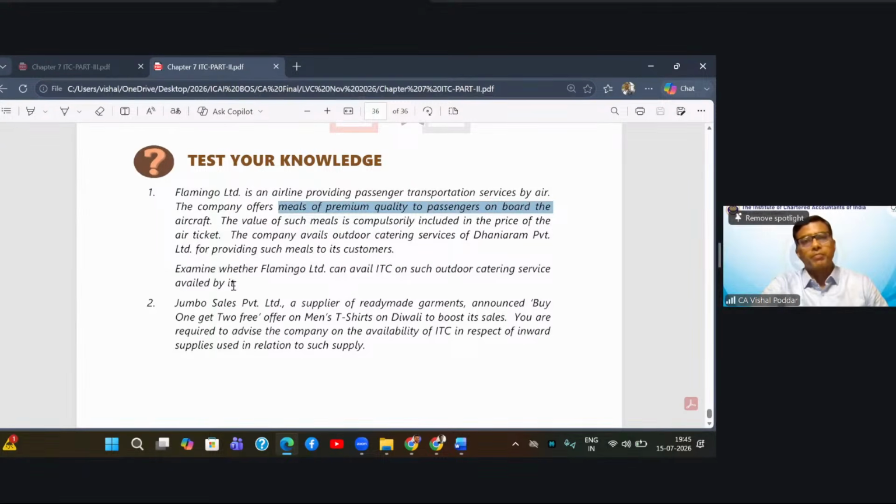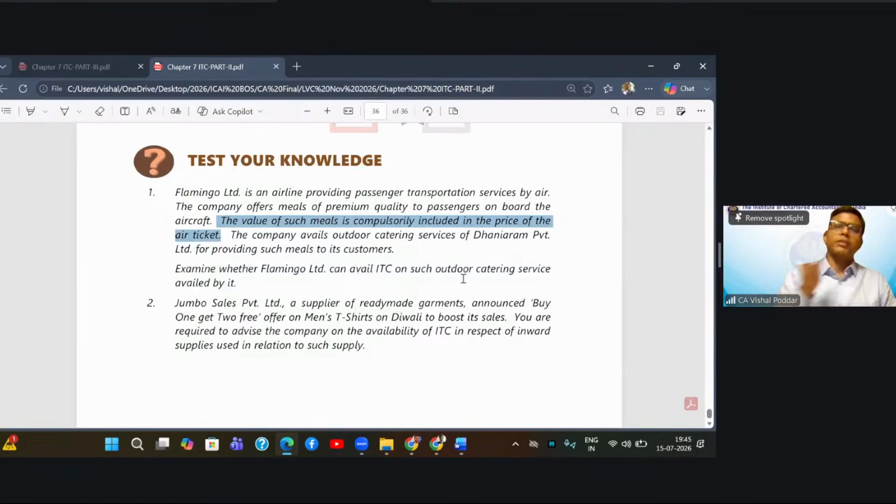What is the first exception? I will be allowed the credit. The credit will not be blocked if I am generating revenue from this. If this is becoming my source of outward supply, source of business. So when you analyze this question, you will find that these meals which I am providing to my customers, to my passengers, I am charging for it, and the value is part of the ticket price. It means this inward supply is generating my outward revenue. This inward supply is being used to provide my outward supply.